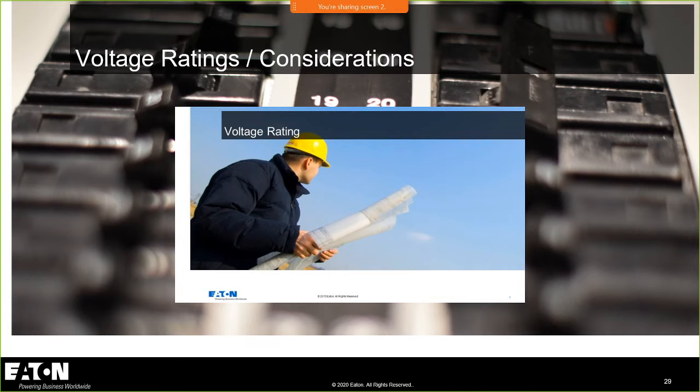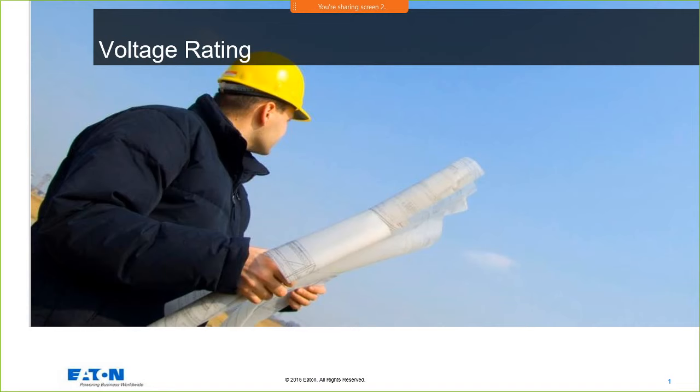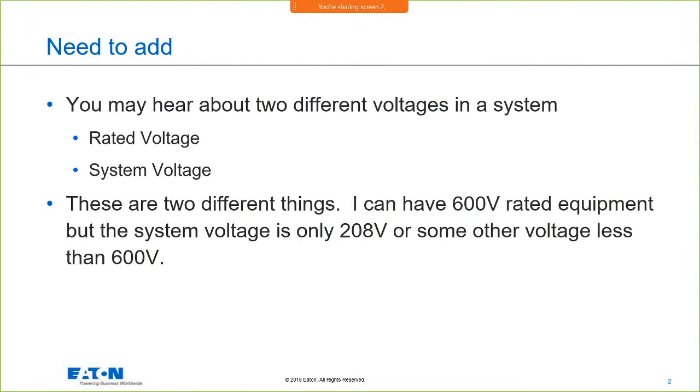So voltage is another very important aspect of circuit breakers and applying circuit breakers. So you're going to hear about two different voltages as we go through this journey: rated voltage and system voltage. I could have a circuit breaker rated for 600 volts, but applied on a system of 480 volts. So those are two basically different things. Remember, as long as my system voltage doesn't exceed my rated voltage, I'm okay. I can have a 600 volt breaker applied on a 208 volt system, but I can't take a 240 volt rated breaker and apply it on a 600 volt system.